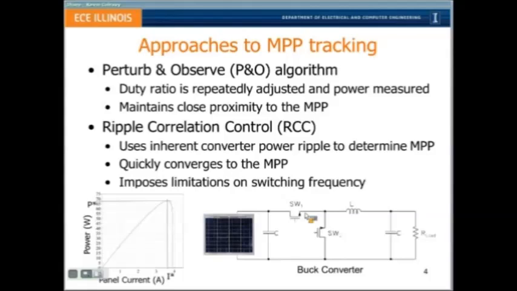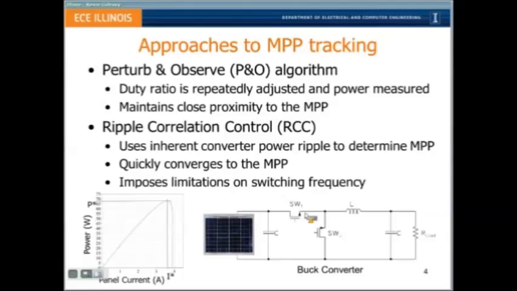So you can imagine as the converter switch is closed, the current flowing into the converter is rising, the voltage on the panel is falling, and then that process, the converse occurs when the switch, in this case the buck converter main switch opens. So by taking precisely timed measurements in that ripple, in the switching ripple, we can converge to the maximum power point of the panel. Ripple correlation control does converge quickly to the maximum power point.